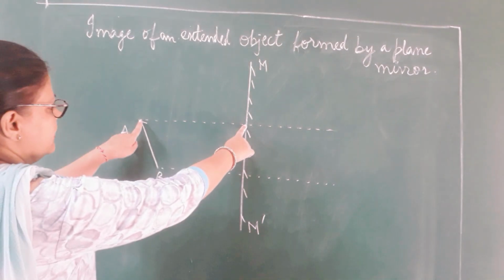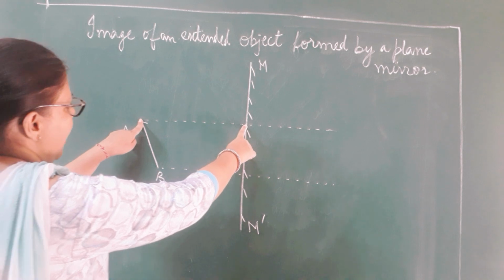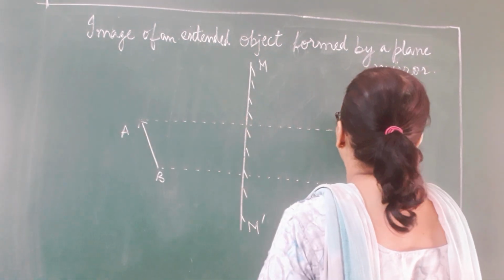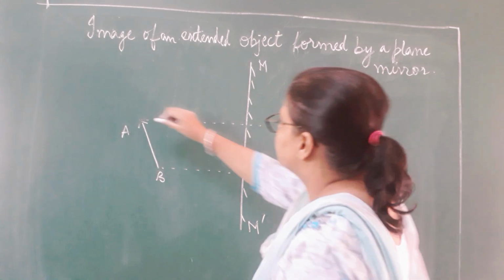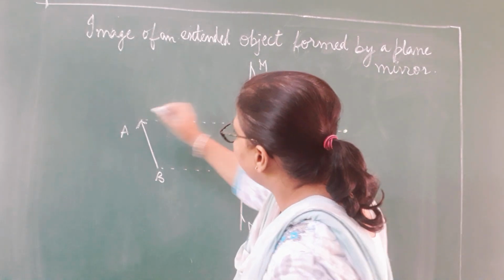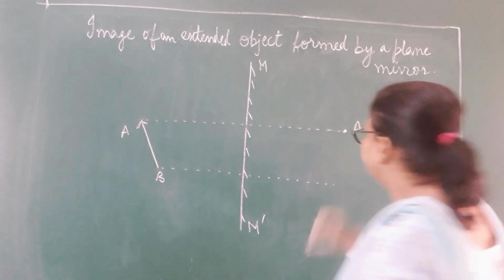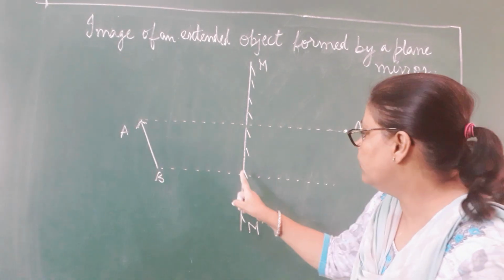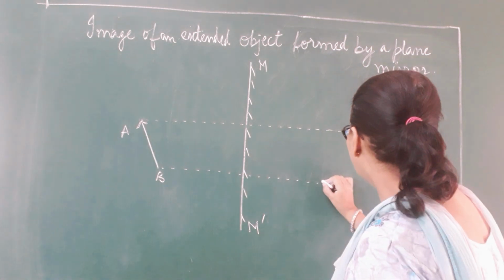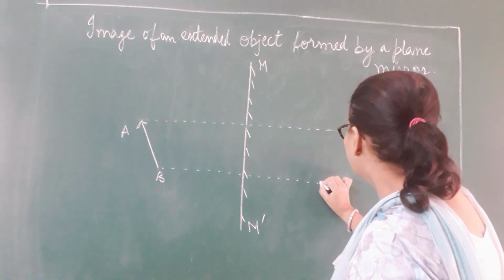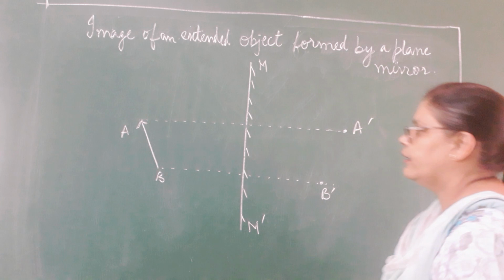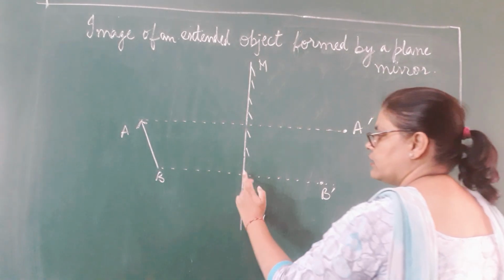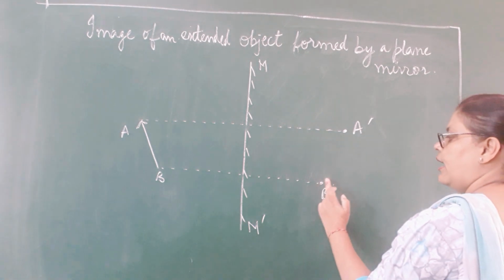I measure this distance with the help of the scale, and the same distance on the opposite side I will take a dot. Now this A, opposite A, I will get A dash, and again I will measure this distance from the mirror to B, and I put another dot over here which will represent B dash. Correct? First I will measure this distance and put a dot, then I measure this distance from the mirror and put a dot.